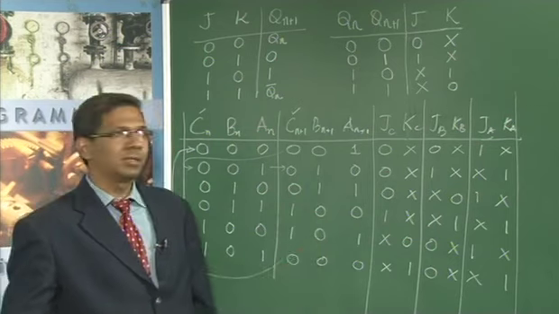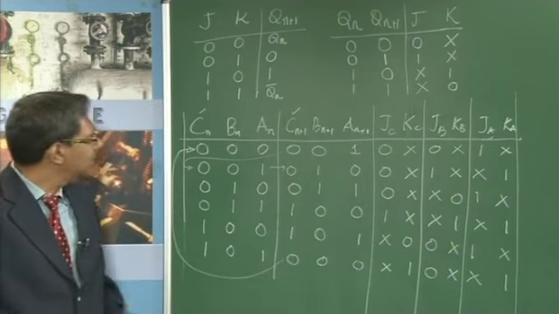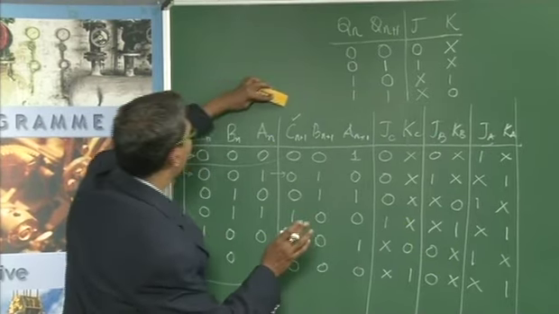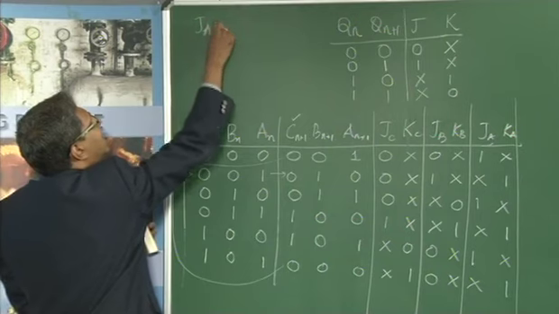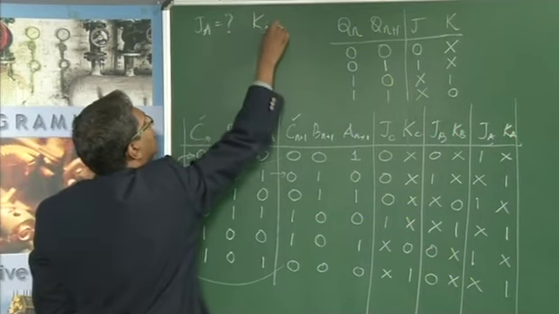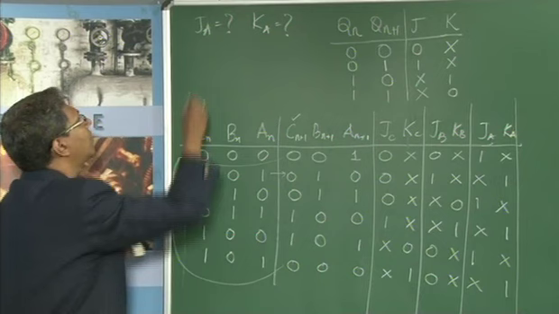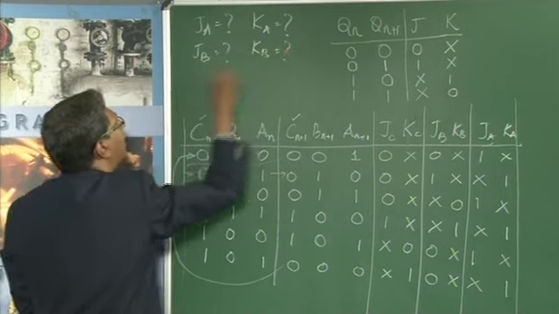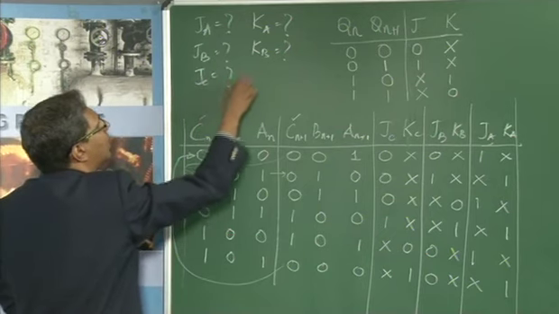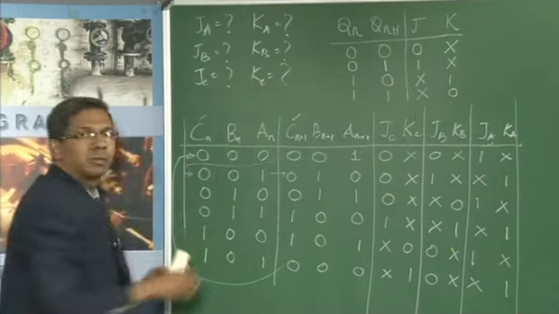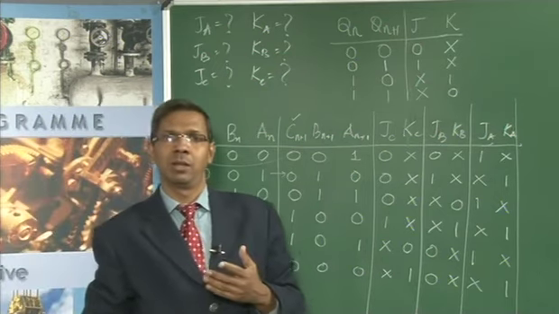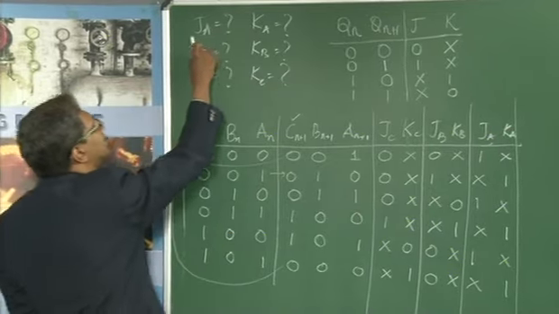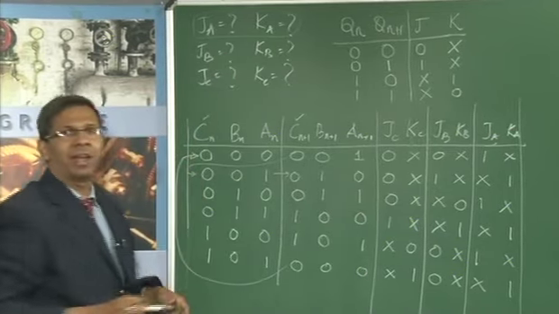Now our job is to find out what is JA, what is KA. Similarly, I have to find out what is the JB value, what is the KB value, and what is JC and what is KC. We will typically get some Boolean expressions for this that we have to implement as a circuit. So let's start with the easy one, which is trying to find out JA and KA.